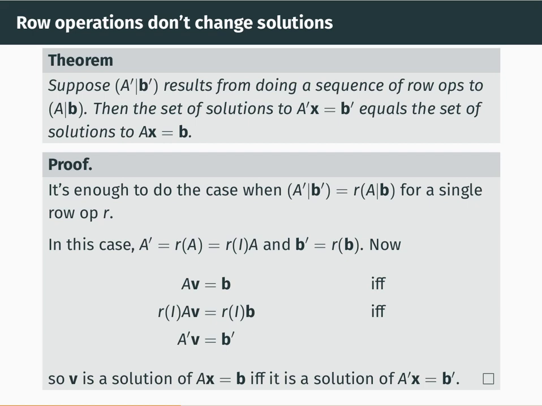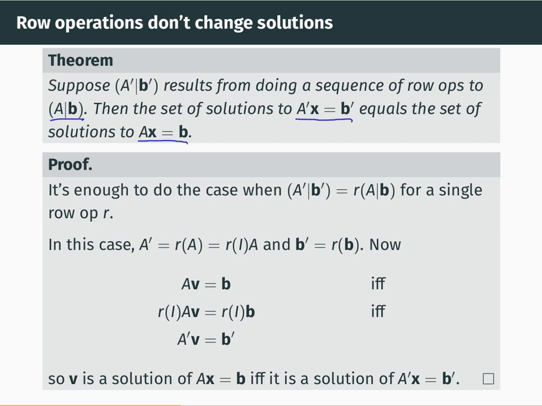What we'll do is prove the following theorem, which informally you could summarize by saying row operations don't change the set of solutions to a system of linear equations. Stated formally, what the theorem says is, suppose that you have a matrix, or an augmented matrix, which I'm writing as A prime B prime, which arises from doing a sequence of row ops to the augmented matrix AB. Then the set of solutions to the matrix equation that you ended up with is the same as the set of solutions to the original matrix equation AX equals B.